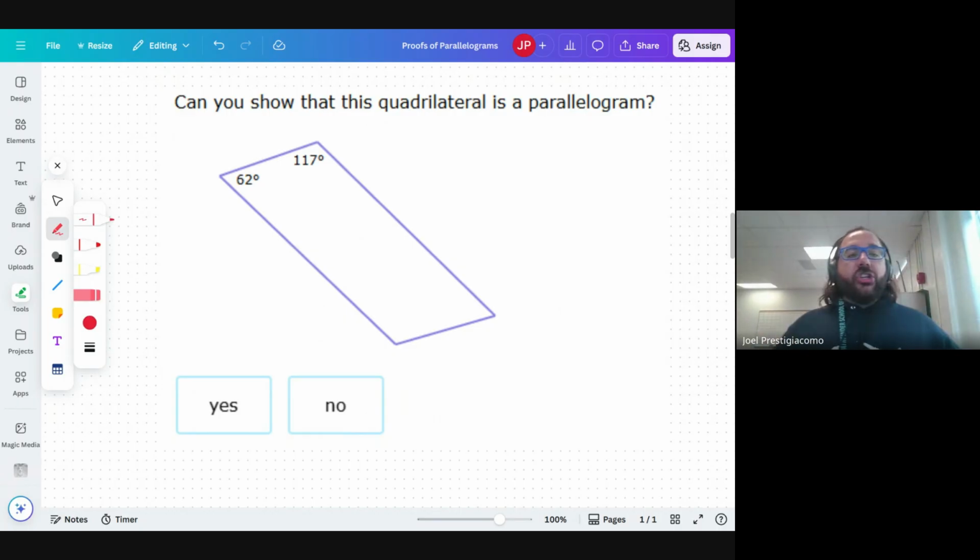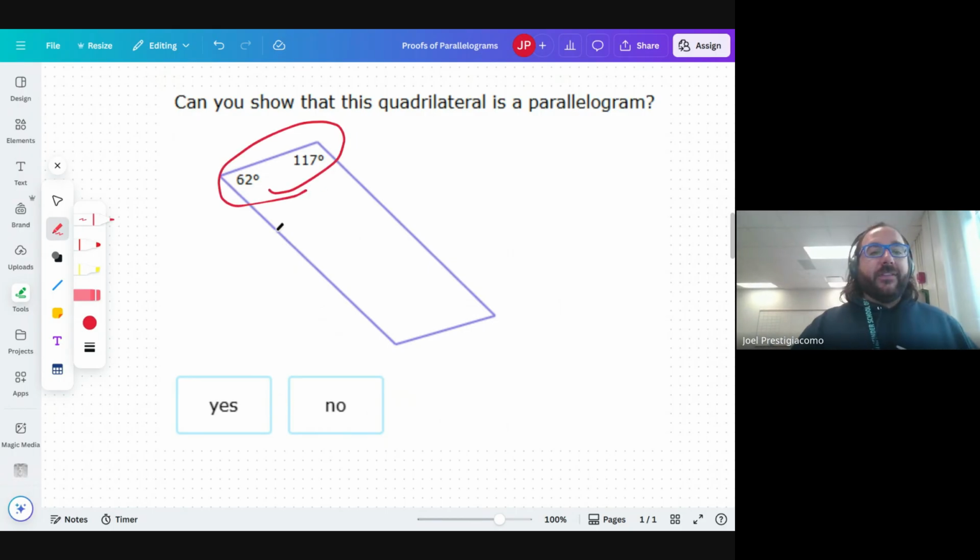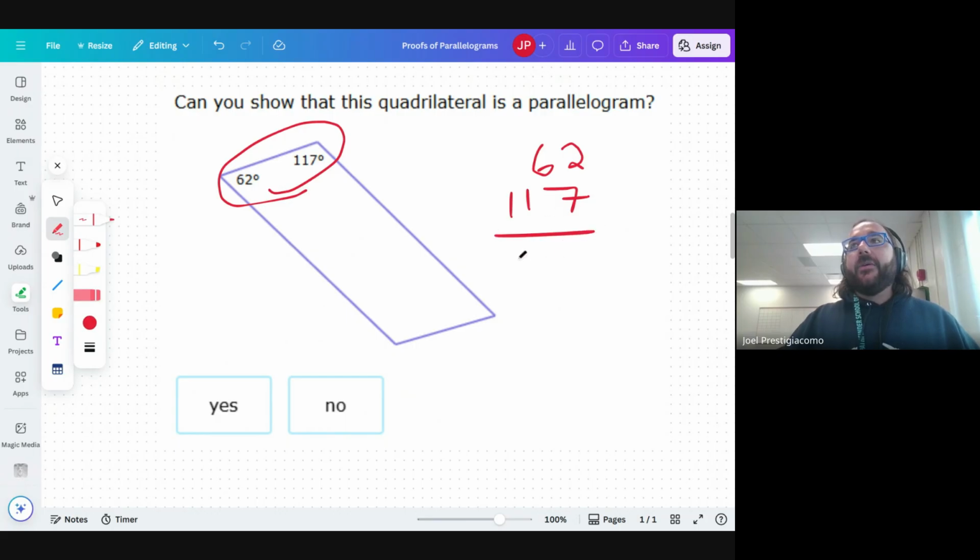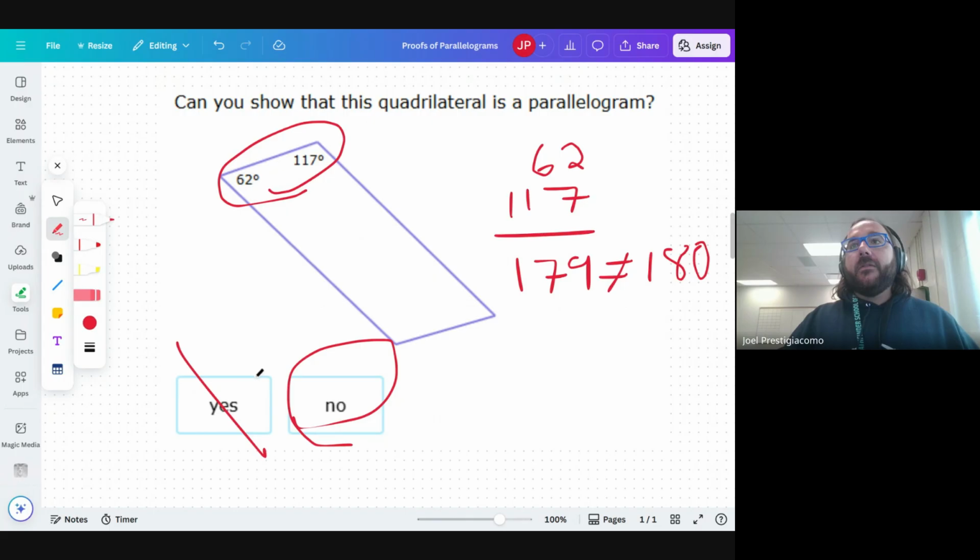So can we show that this quadrilateral is a parallelogram? Well, the information that they give us are two angles here. We see 62 degrees and we see 117 degrees. If we add these together, we're going to get 179. So this is not 180, right? That's not what we expect. So this is a big no, right? That is not going to work. It has to be 180 next to each other, or else it's not going to have the sweet balance that we expect from a regular parallelogram here.